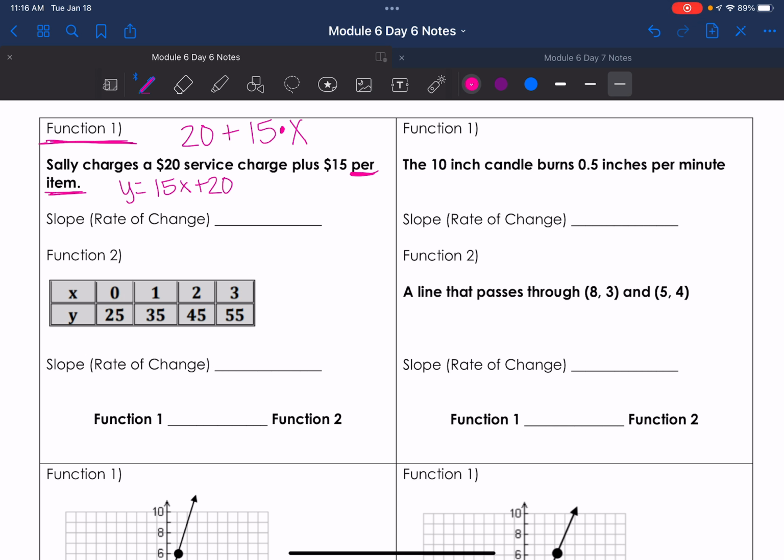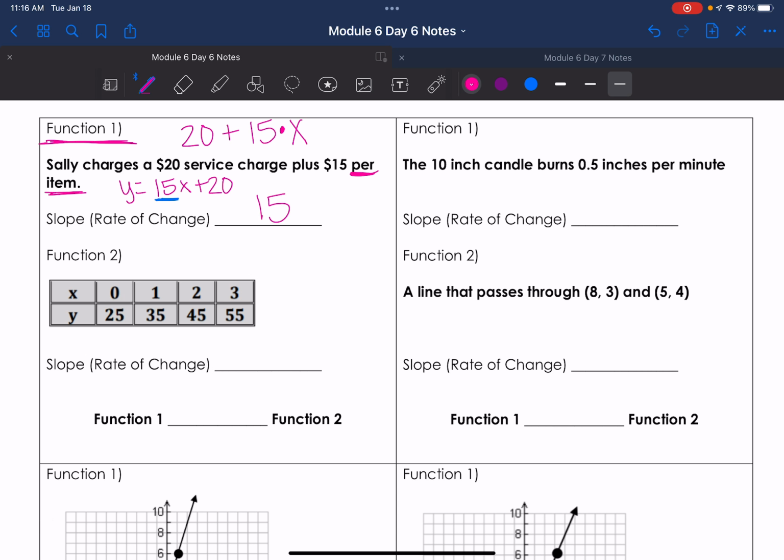Anytime you see that per, that's going to say multiplication, and that means that we are multiplying it to a variable, okay? And if we know that that is happening, then we know that this 15, the number that's being multiplied, is our slope. So we are going to write 15 here.